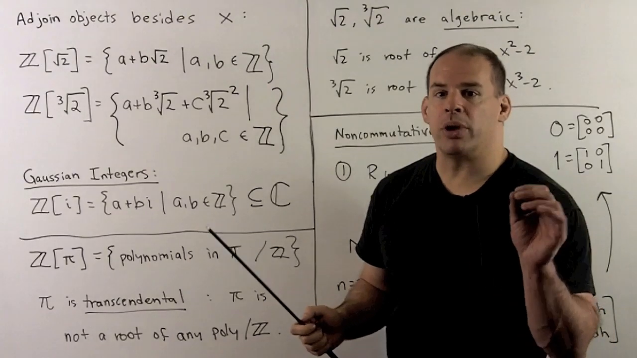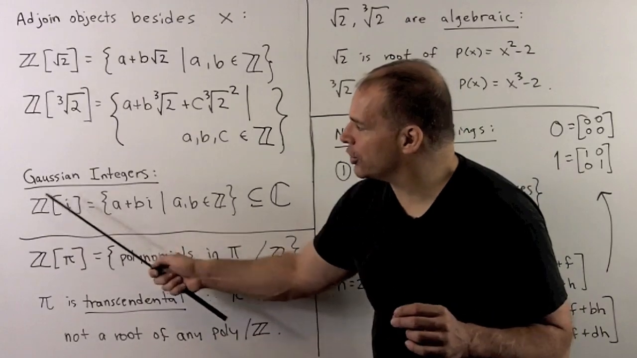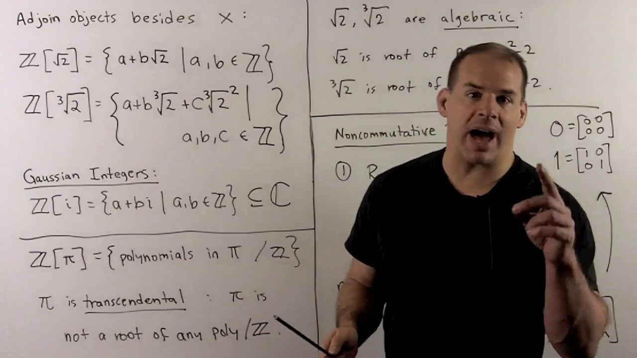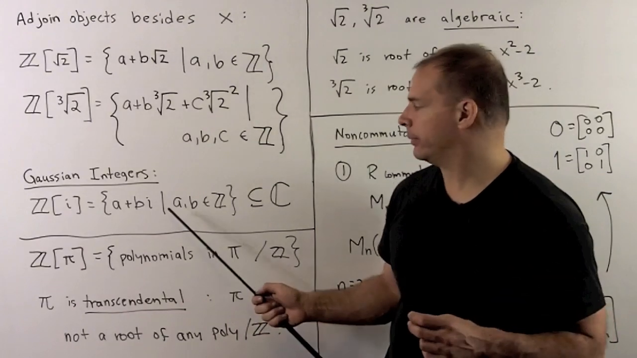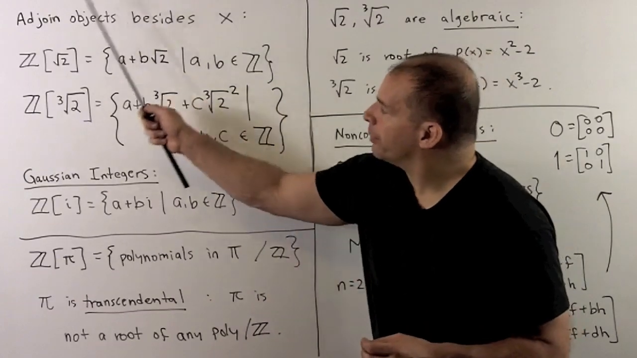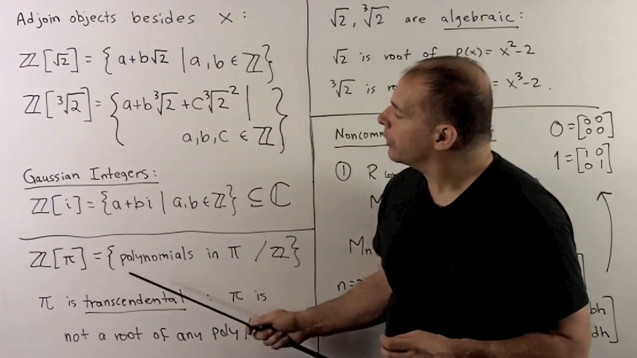Now, an example we'll come back to later. We have the Gaussian integers, so we're going to take the integers and we're going to adjoin i. So this is a subset of the complex numbers. We have i squared equal to -1. Now, these three examples, something special about these, which we'll note.